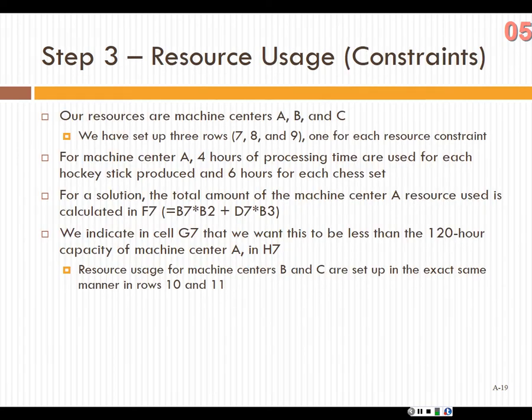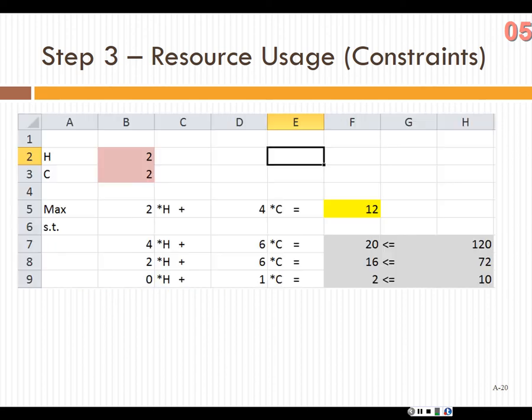And we do the resource usage, meaning that we set up the constraints, and they did this in rows 7, 8, and 9, one for each resource constraint. And again, you just plug in, okay, for Machine Center A, it's 4 hours of processing time and 6 hours for chess sets. And then you do that for each of your machine centers, okay? And so these are the steps, so it's maximize this objective function subject to these constraints.